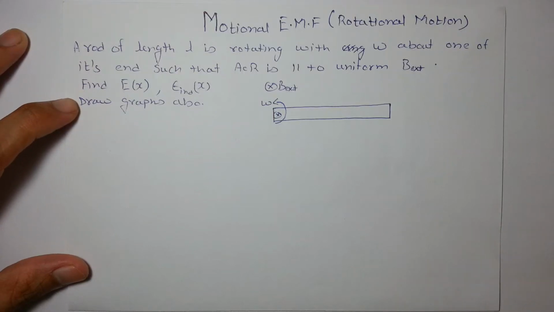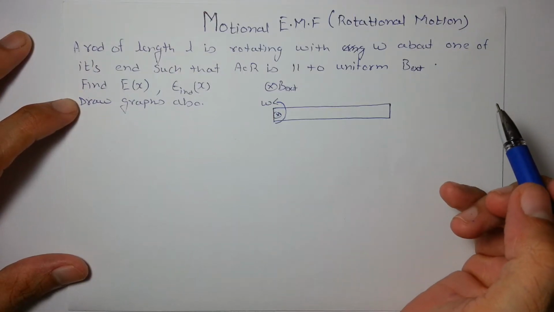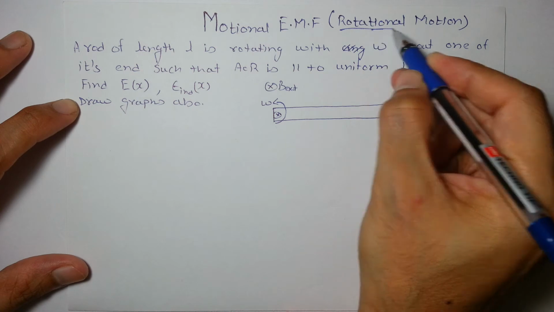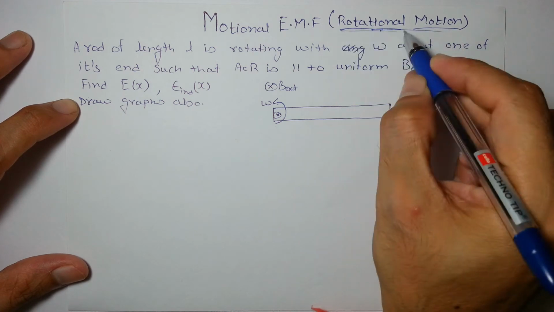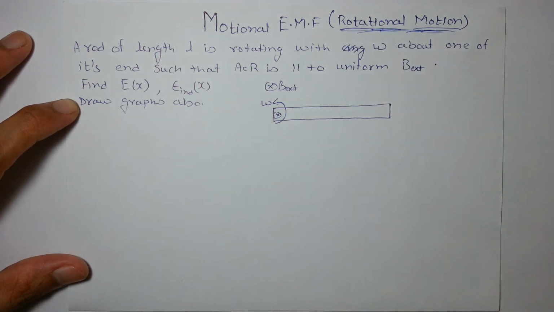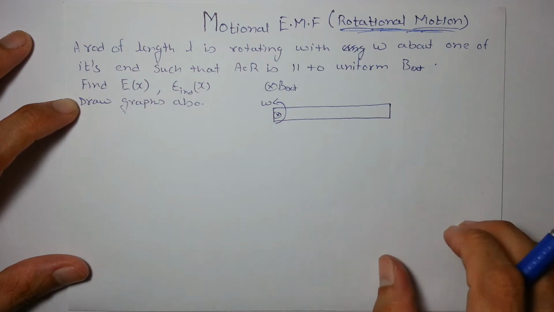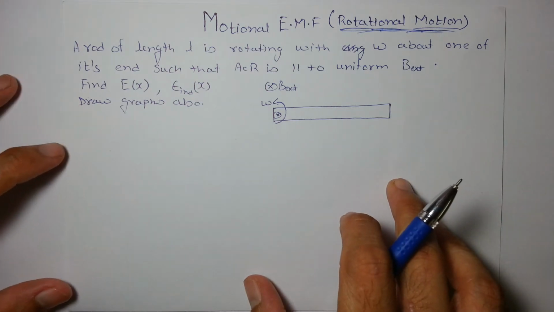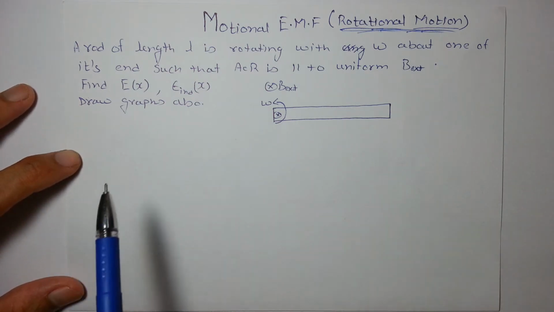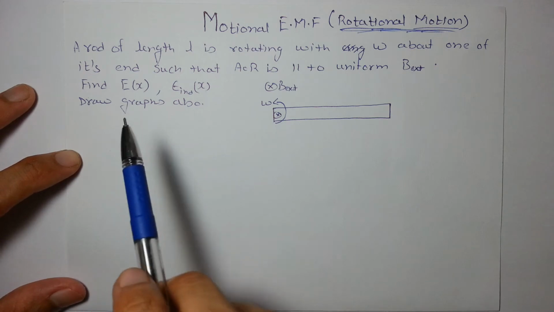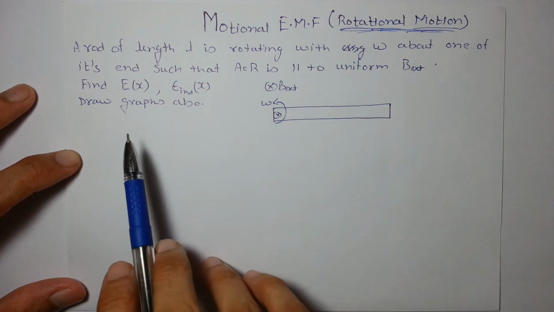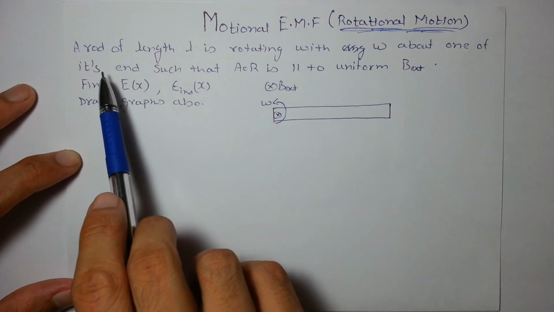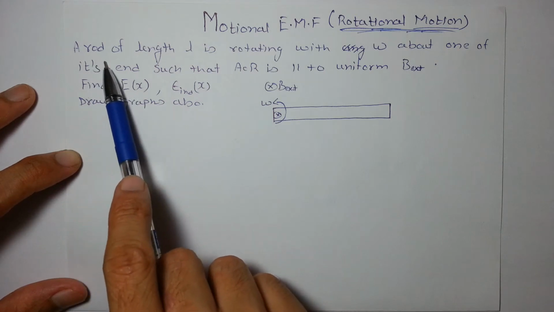Hello friends, in this video we'll study motional EMF and we will be taking rotational motion cases. When a rod is rotating, a ring is rotating, or any rigid body is rotating, we study their motional EMF, or EMF caused due to the rotational motion of the object. So let's start with the first one.